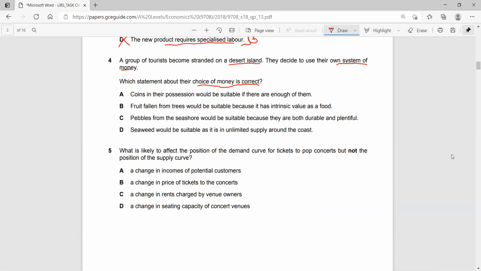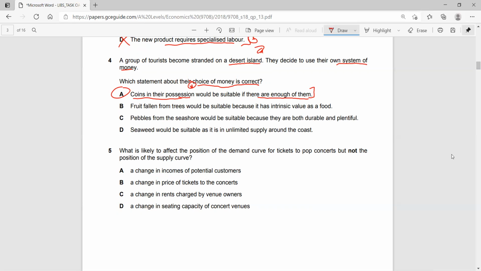Coins in their possession would be suitable if there are enough of them. And that's true. Coins are used otherwise. They're durable. They can help in dividing money. There are limited amounts, so if there are enough of them, it's fine, because you just don't want a couple of coins. Otherwise, there's not enough to even make regular exchanges. But if there are enough of them, coins should work. They work in the real world as well, so there's no reason why they shouldn't work on the desert island.